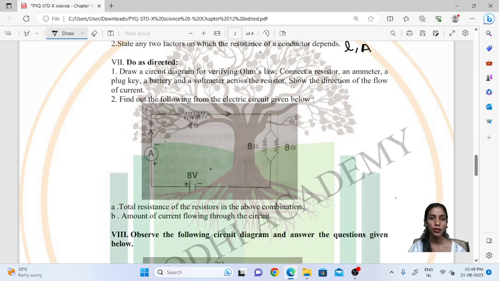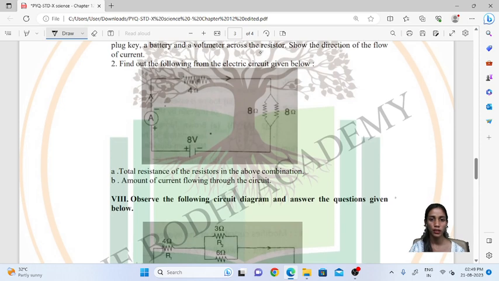Yes, so now going on to the next one. Draw a circuit for verifying Ohm's law. So you have to draw a circuit diagram showing the ammeter, the voltmeter, and connect a resistor, ammeter, plug key, battery, and show the direction of the flow of the current. Now find out the following from the electric circuit given below. So this is the electric circuit. Pay attention to the circuit. You have to find out these two things.